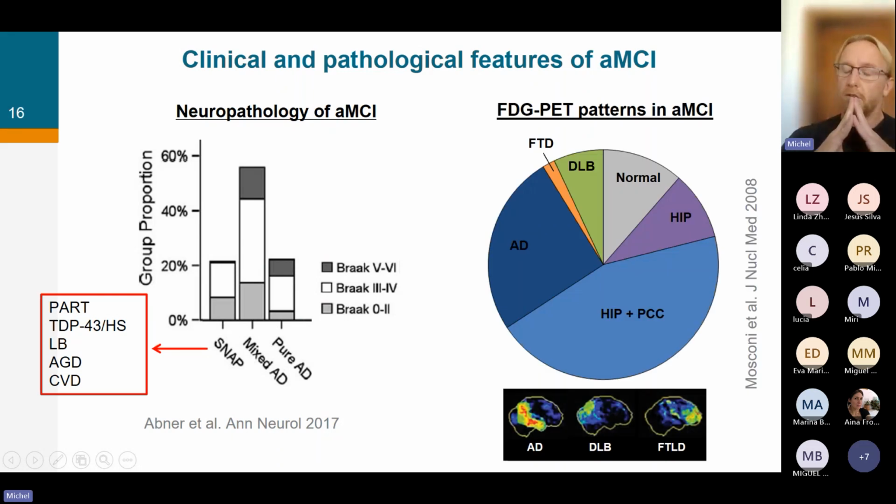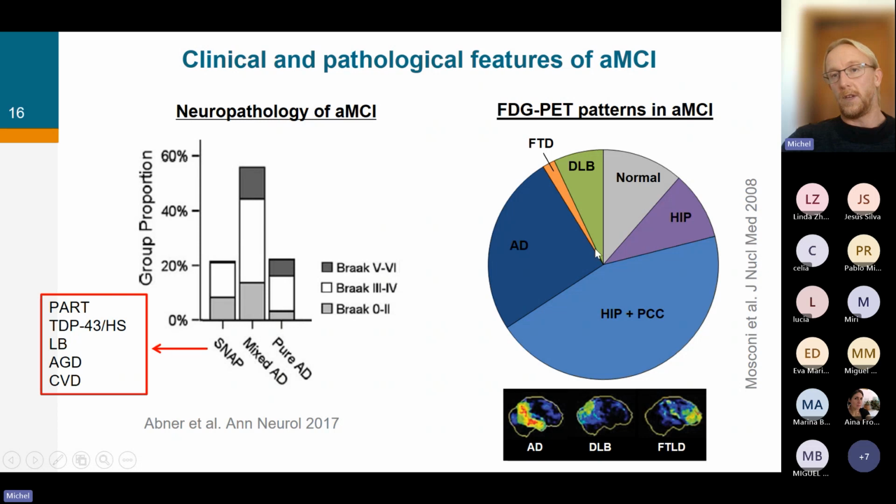So there's surprisingly little data on the heterogeneity of FDG PET patterns that can be found in the MCI population. This is one of the earlier studies, quite old already, but it's still one of the most comprehensive. It included about 100 something MCI patients, and you can see that a quarter of them have a clear AD typical pattern.